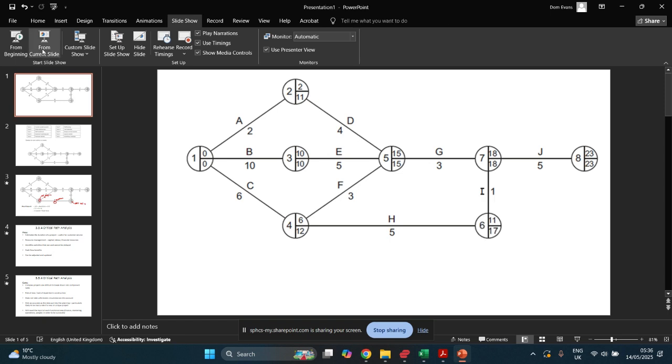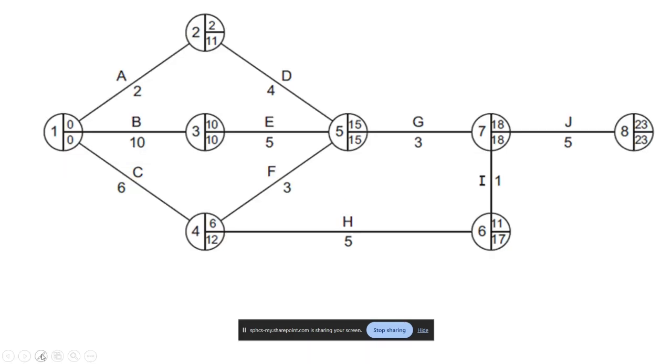Okay, sorry about that. So now we can see 18 minus 1 is 17. 17 minus 5? Yeah, it's 12. 15 minus 3 is 12 as well.